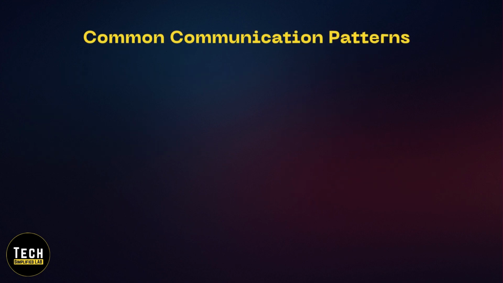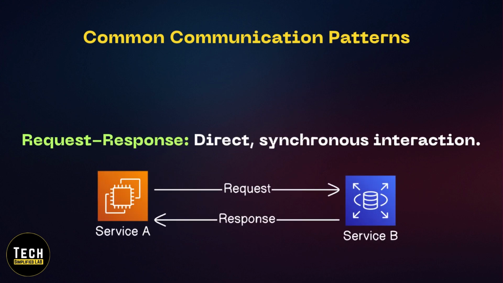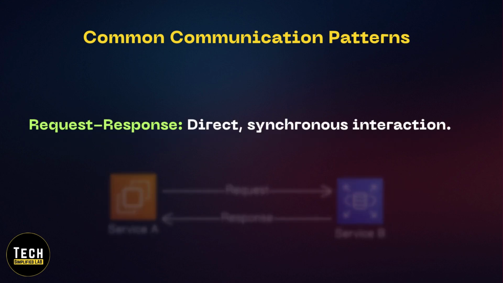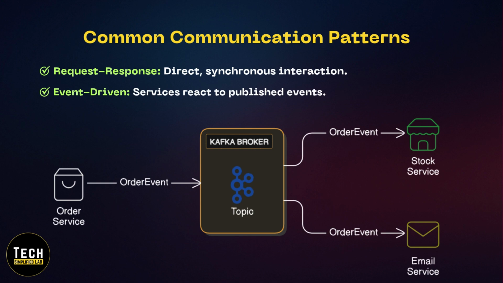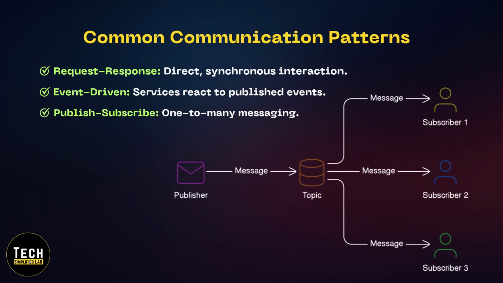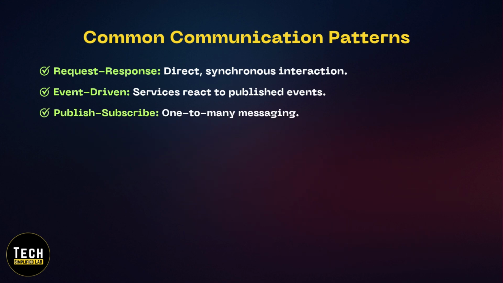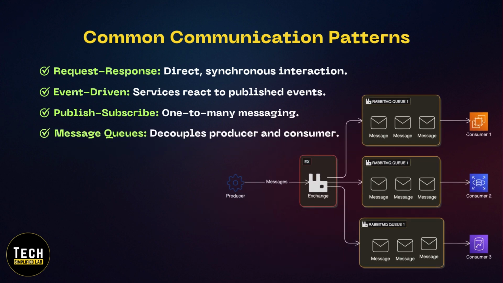There are several common communication patterns in microservices. The first one is request-response, which is a direct and synchronous way for one service to request data or action from another. Next, we have event-driven systems, which rely on services reacting to events published by others. The publish-subscribe pattern allows one service to broadcast messages to multiple subscribers. And finally, message queues decouple producers and consumers, enabling asynchronous processing.